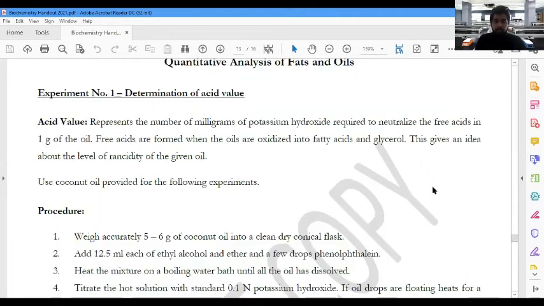And also, in some books I have seen that acid value is referred to as acid number, or neutralization number. In some biochemistry books I have seen that. Okay, so there is a specific definition for acid value: the number of milligrams of potassium hydroxide required to neutralize the free acids in 1 gram of oil. So that's the definition of acid value, and you have to keep that in mind always.